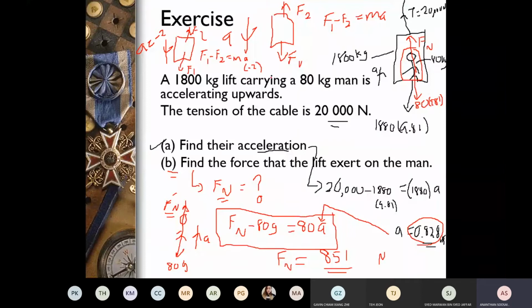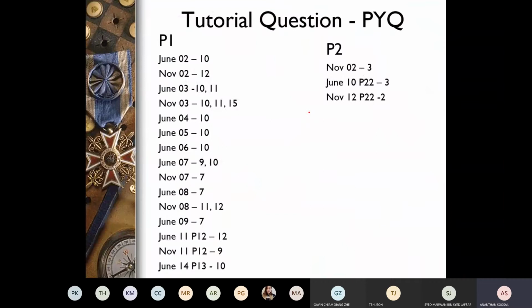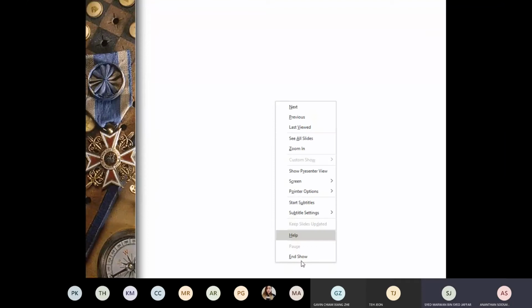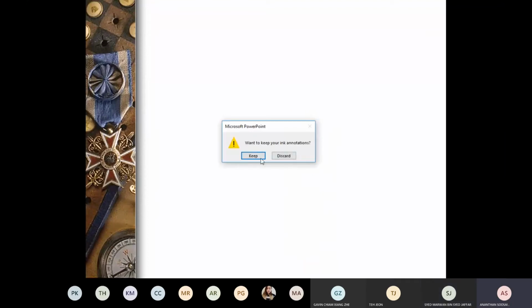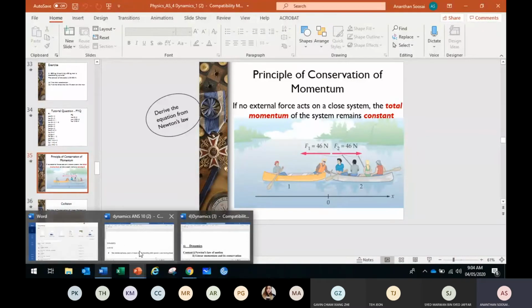Okay, hope we are clear here. I believe you've done lifts in your earlier studies. These are all Newton's laws. Any questions? Okay, let's proceed. These are the Newton's law questions. Let me go to some questions for you to do first.